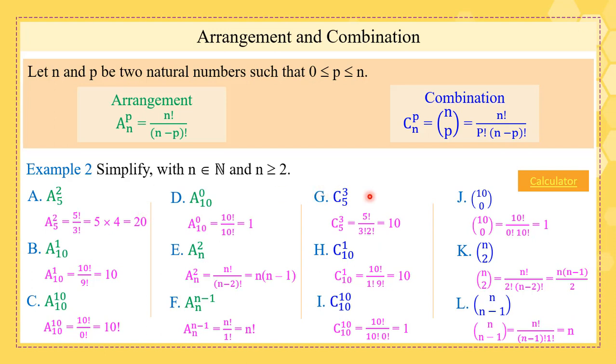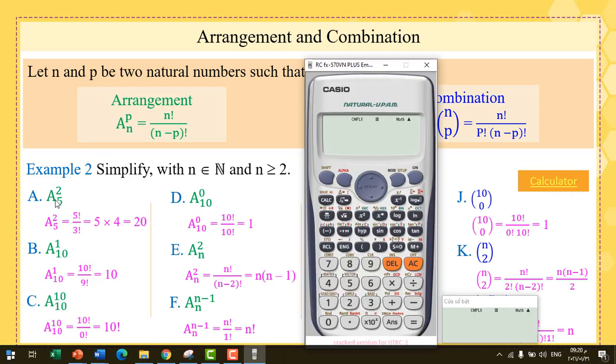Well, the arrangement and the combination could be calculated using the calculator, and let's see how. Let's say I want to find A(5,2). I press on 5 first, then shift multiplication, then 2 with an equal sign, and this is what we get, as you see, which is 20.